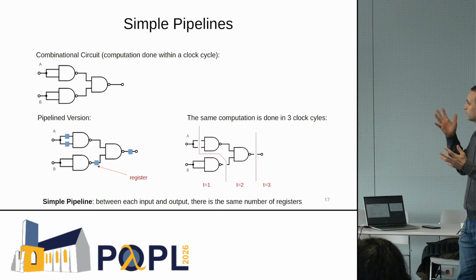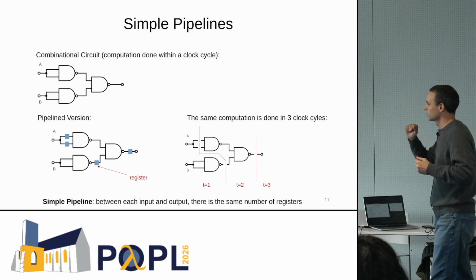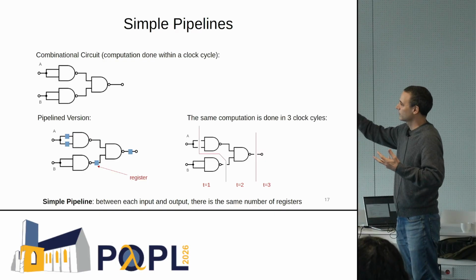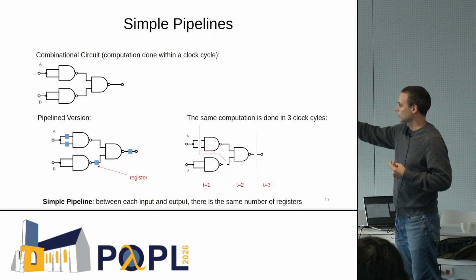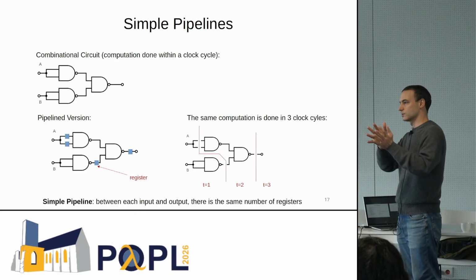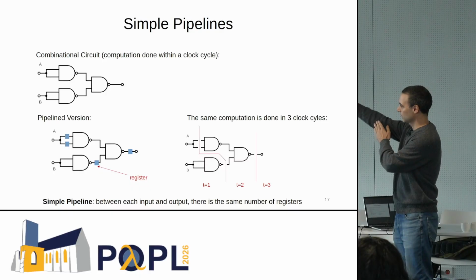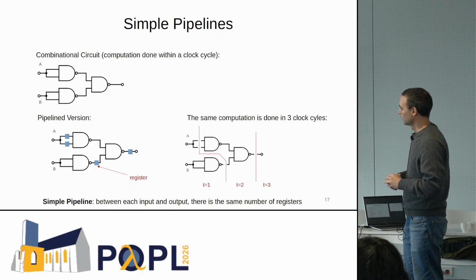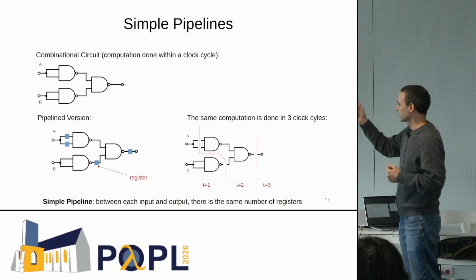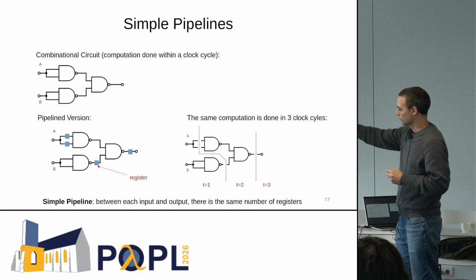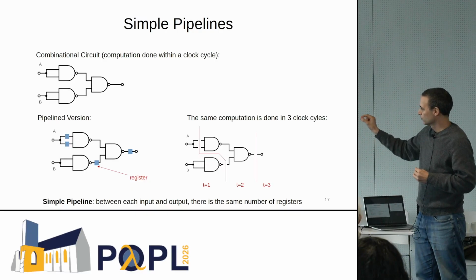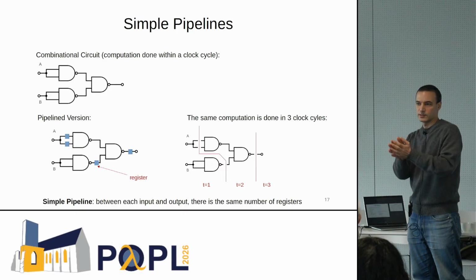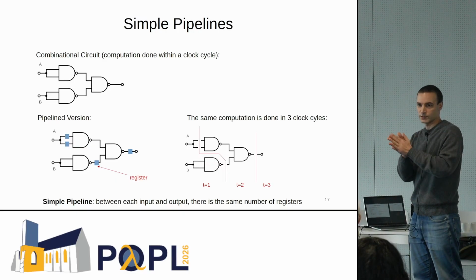So what is a pipeline circuit? Let's start with a combinational circuit that looks like this with a few gates. Combinational means that given inputs A and B, within one clock cycle you have stabilization, and at the end you can read the output. And you could pipeline such a circuit by adding registers, shown in blue squares. A register will just delay the computation for one clock cycle.